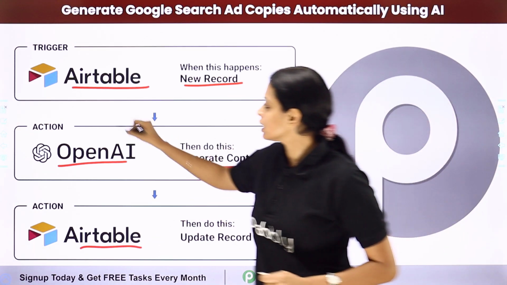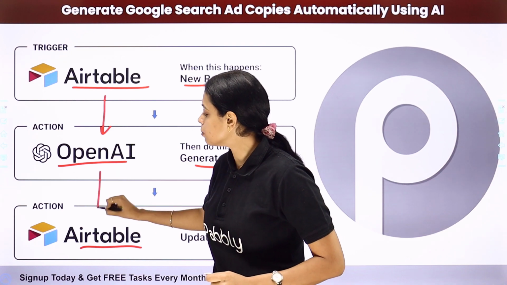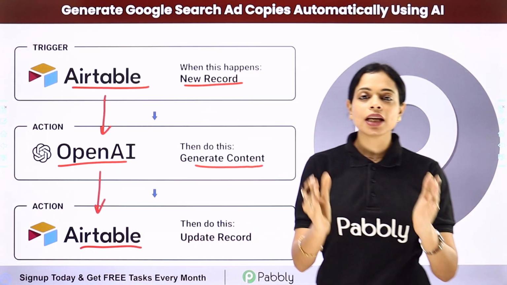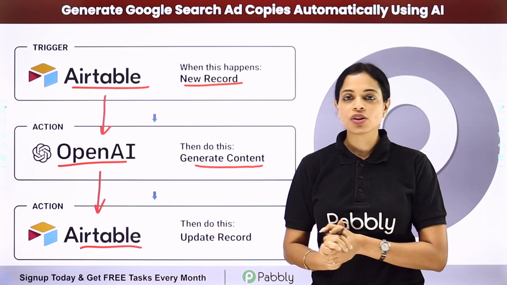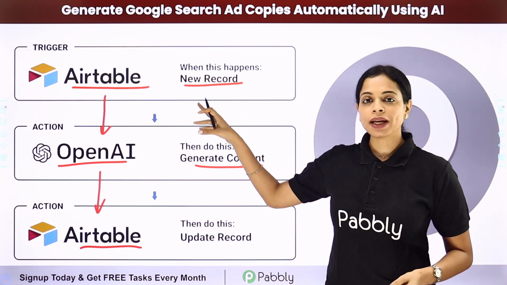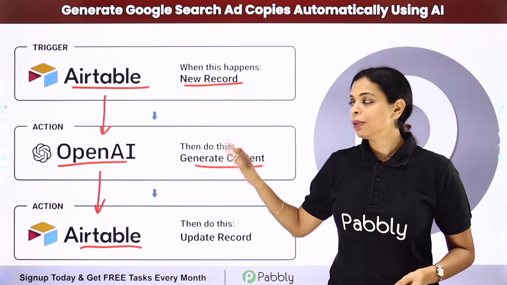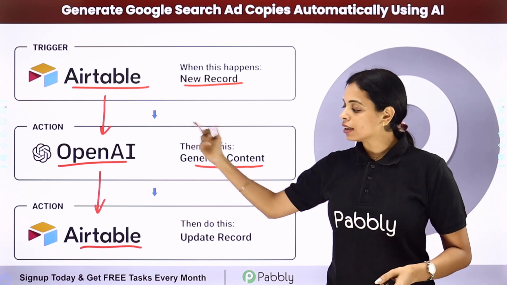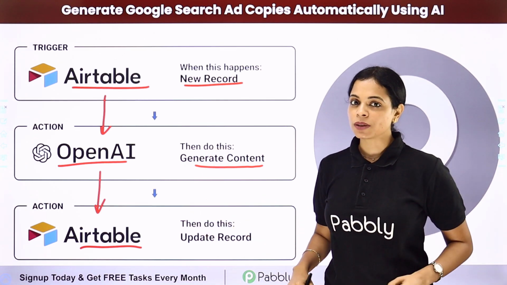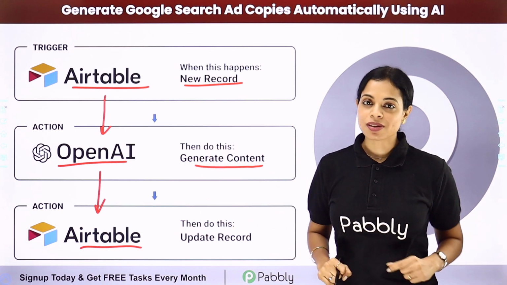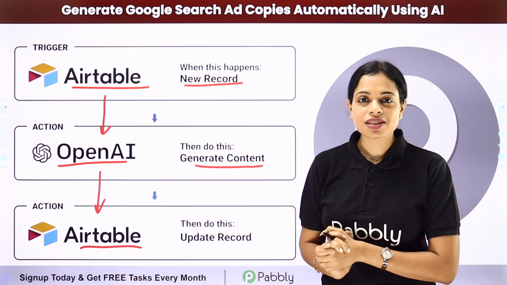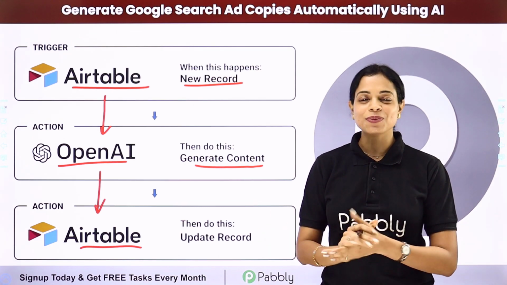For this, you will have to set up some integration between Airtable and OpenAI. And the same thing can be done using Pabbly Connect software. Here your trigger application would be Airtable and your action application would be first OpenAI and then again Airtable to update the record. Now, how can you do this yourself? Integrate and automate this entire process. To understand that, let me take you to my screen.